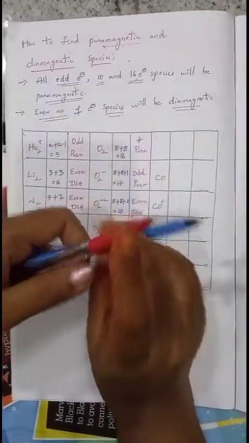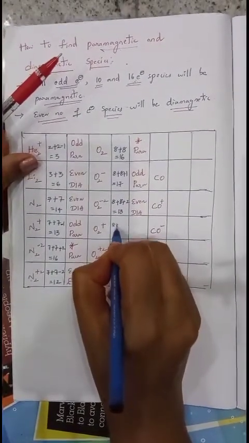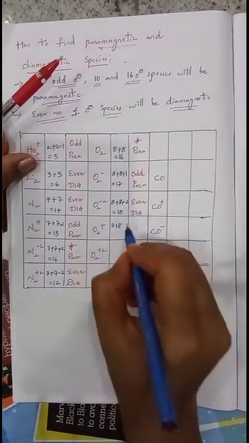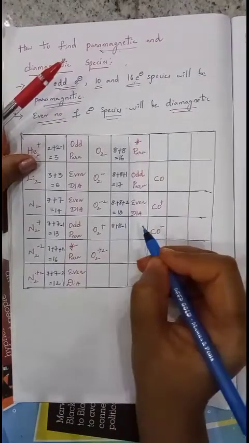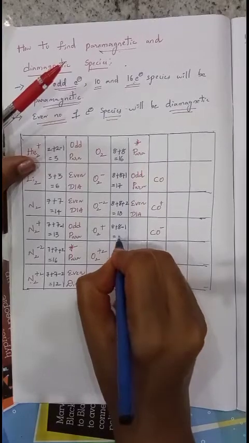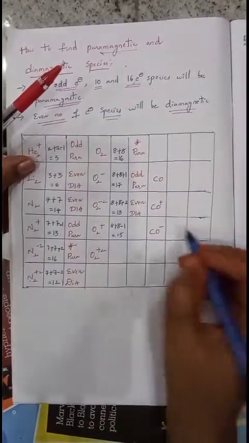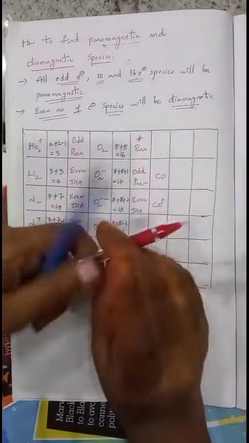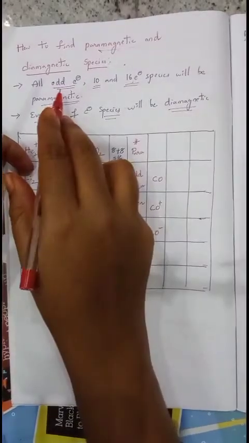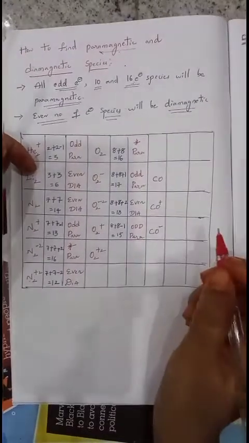Okay, now another one, O2 plus. Each oxygen is with 8 electrons. Plus 1 indicates that it has lost 1 electron, so minus 1. Okay, 8 plus 8, 16, minus 1, 15. The total number of electrons present in this case is 15. 15 is an odd number. If an odd number of electrons are present, then that is said to be paramagnetic.